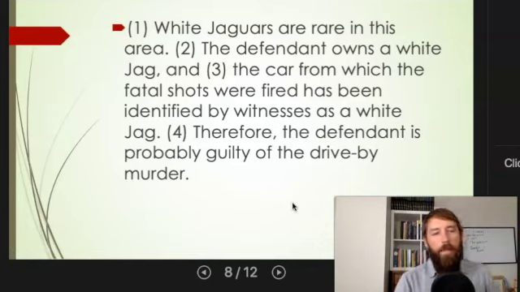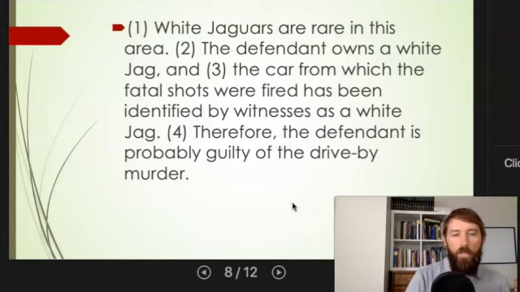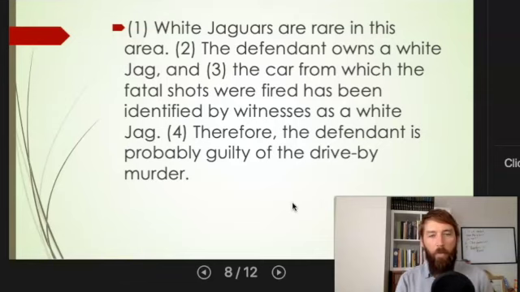So this one, we've got an indicator word that shows us that number 4 is our conclusion. Therefore, the defendant is probably guilty of the drive-by. And we're given 3 premises, 3 reasons for this conclusion. White Jags are rare, the defendant owns a white Jag, and the car from which the fatal shots were fired has been identified by witnesses as a white Jag. So the first thing that we need to ask ourselves is, do any of these premises all by themselves support the conclusion? So let's go one by one and ask ourselves, do each of these premises support the conclusion?